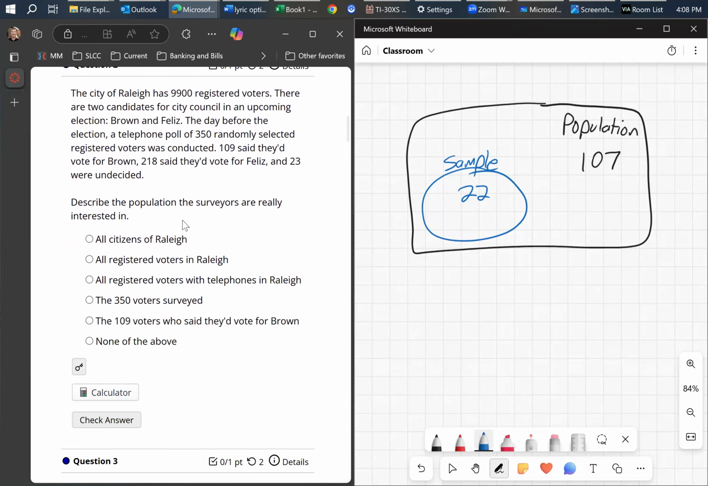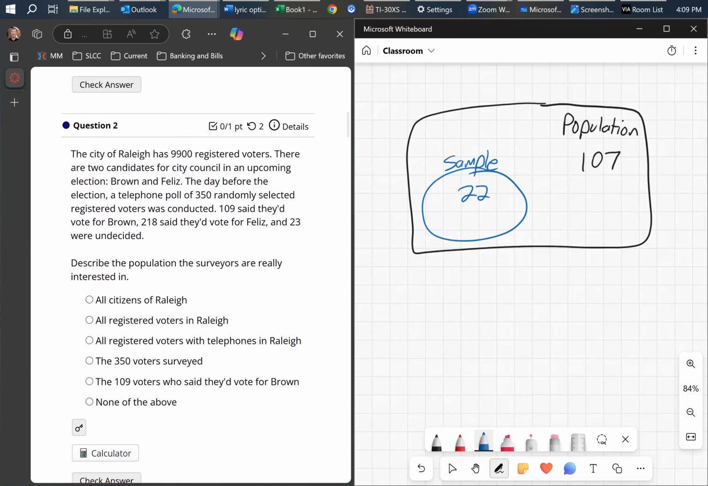All right, question number 2. The city of Raleigh has 9,900 registered voters. There are 2 candidates for city council in an upcoming election, Brown and Felice. The day before the election, a telephone poll of 350 randomly selected registered voters was conducted. 109 said they'd vote for Brown, 218 said they'd vote for Felice, and 23 were undecided. The question: describe the population the surveyors are really interested in.